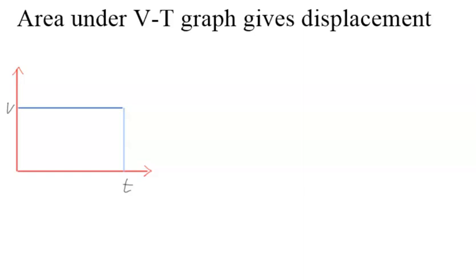So before we go on to derive the second equation of motion, I'm just going to talk about how we can use a velocity time graph to calculate displacement. So using the area under the graph will give us displacement. Here's a VT graph representing a constant velocity over a given time. If we use the area under the graph method, we can calculate displacement.